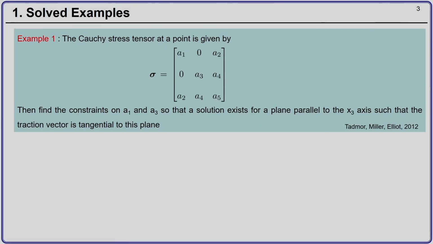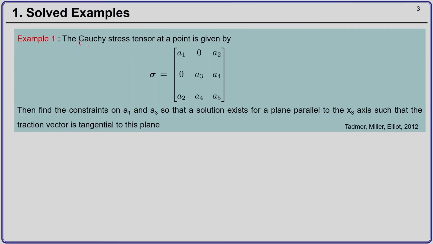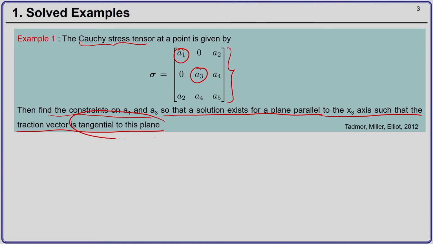So, now we are going to solve some examples in kinetics to help you understand the concepts. The first example that we take here is that a Cauchy stress at a point is given by the following form, where A1, A2, A3 are constants. And then you have to find the constraints on A1 and A3, so that the solution exists for a plane which is parallel to the x3 axis, such that the traction vector is tangential to this plane.